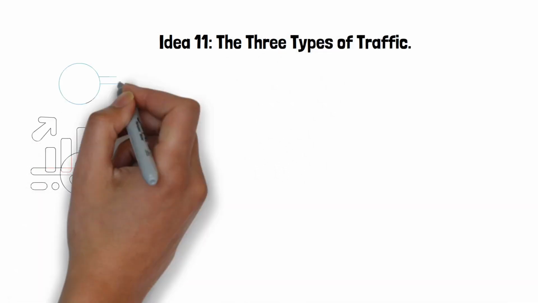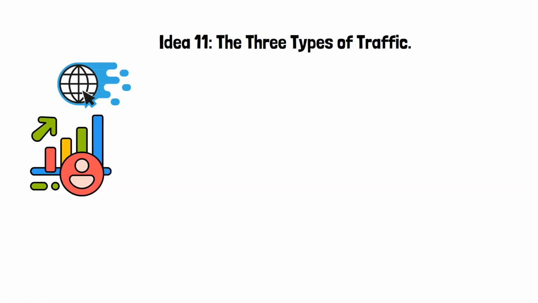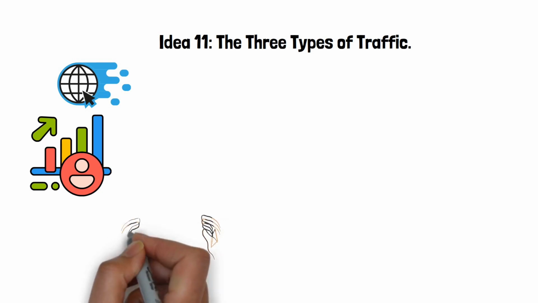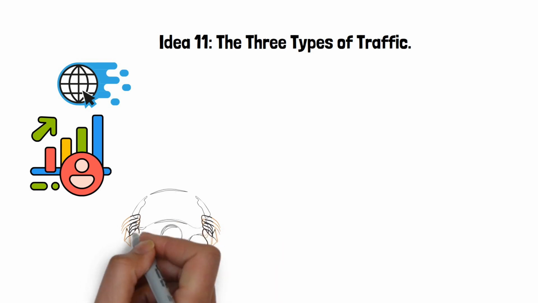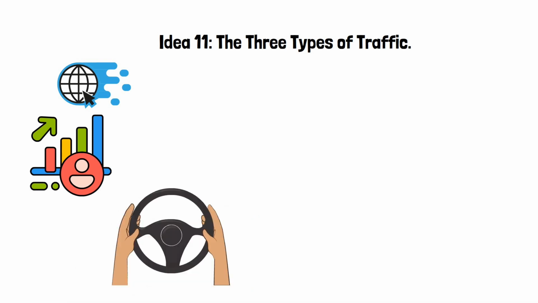Idea 11, the 3 types of traffic. When we talk about growing a business online, getting traffic to your website is crucial. There are different kinds of traffic, and each one requires a different approach to manage effectively. First, imagine traffic you control like the steering wheel of a car.